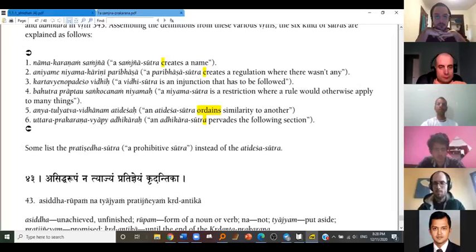Kartavyatvenopodesho vidhi. A vidhi sutra is an injunction that has to be followed. That's why it's vidhi, because it has to be followed. We can't question it. Why follow? We have to follow. Bahutra praptau sankochanam niyamaha. What is a niyam sutra? A niyam sutra is a restriction where a rule would otherwise apply to many things. Anya tulyatva vidhanam ādeśo. An ādeśo sutra ordains similarity to another. Uttara Prakaraṇa vyapi adhikaraha. An adhikara sutra pervades the following section.